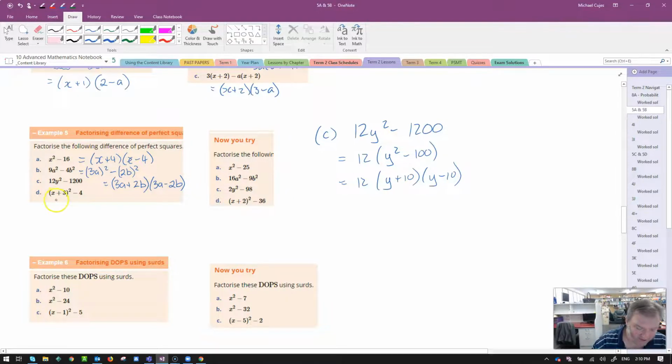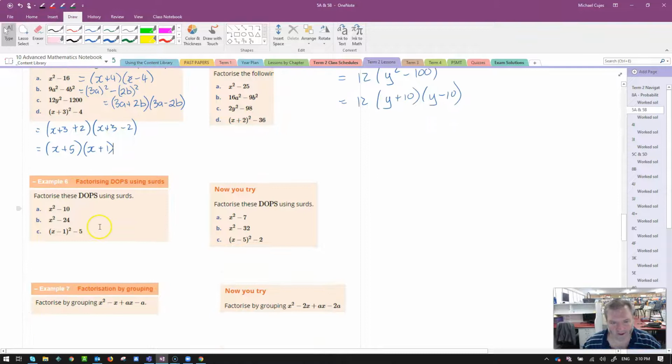Lucky last one here, x plus 3 all squared minus 4. Well, 4 is 2 squared, so this is going to be fine. This is going to be x plus 3 plus 2, x plus 3 minus 2. I can go ahead and simplify now. That's x plus 5 multiplied by 3 minus 2, which is 1. So x plus 5 times x plus 1. There are some there for you to try. I'll come back later. I'm having so much fun. I'm going to keep going with the next one.